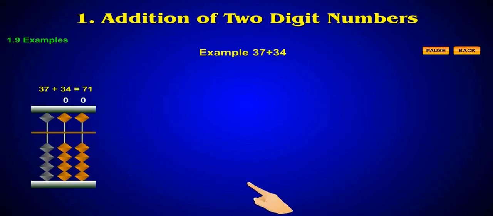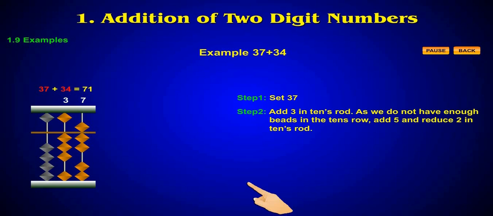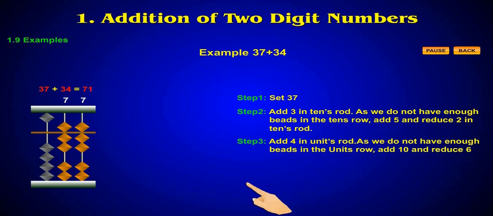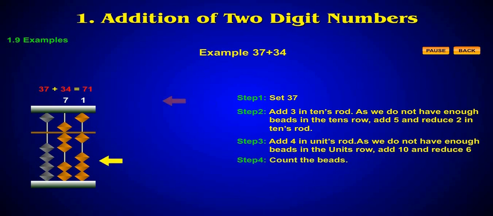Example: 37 plus 34. Step 1. Set 37. Step 2. Add 3 in tens rod. As we do not have enough beads in the tens row, add 5 and reduce 2 in tens rod. Step 3. Add 4 in units rod. As we do not have enough beads in the units row, add 10 and reduce 6. Step 4. Count the beads.